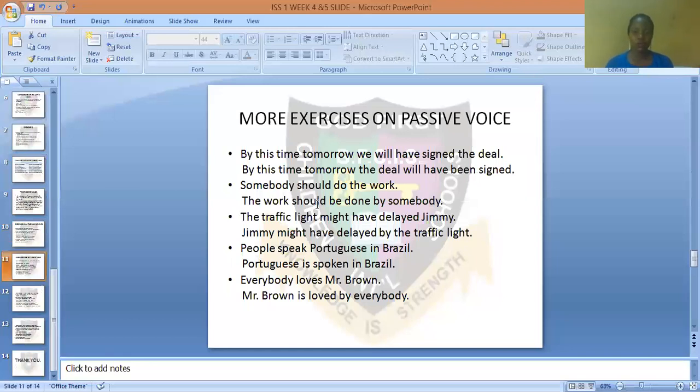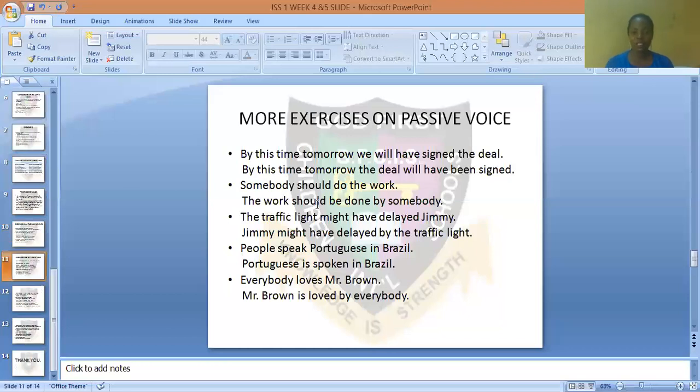Somebody should do the work. The work should be done by somebody. The traffic light might have delayed Jimmy. Jimmy might have been delayed by the traffic light.